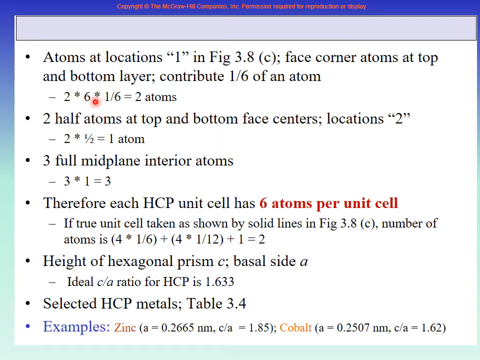There are 6 in the top and 6 in the bottom, so there are 12 total corner atoms. So 12 into 1 by 6 is 2 atoms, the corner ones. Now at the top face and the bottom face there is 1 atom, and we know face centered, when you slice the face it is half. So 2 into half is 1. And the 3 inside are full atoms, they are completely inside the body of the hexagon. So 3 into 1 is 3. So 2 plus 1 plus 3, total 6 atoms per unit cell.